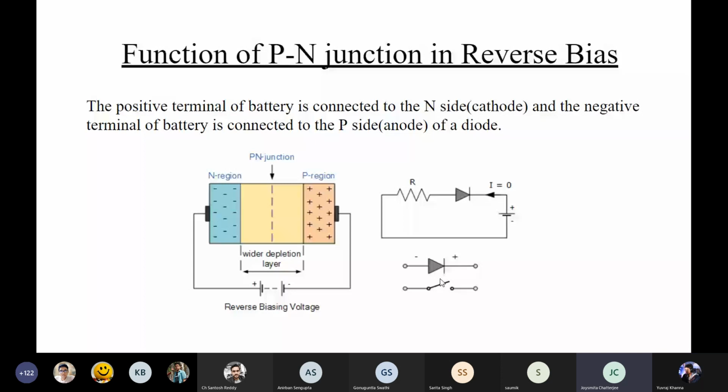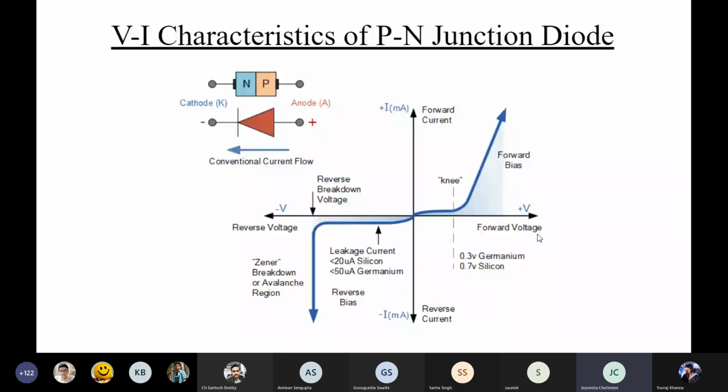So next we'll go to the static characteristics of the diode. Over here, this is the VI characteristics of a PN junction diode. So here we can see that in order for the diode to conduct, the forward bias voltage should be greater than the barrier potential.